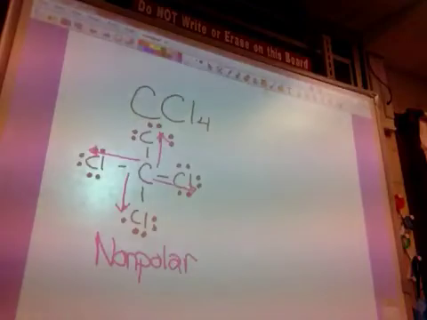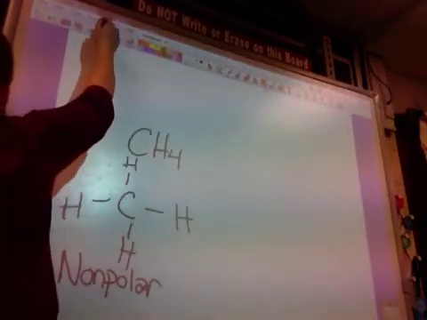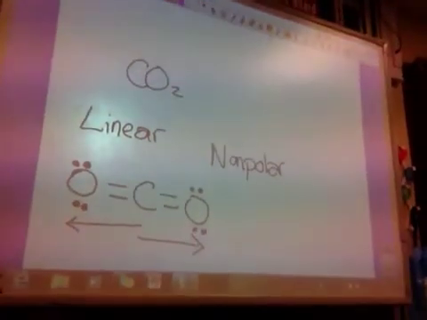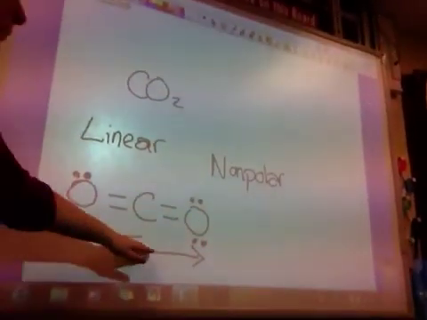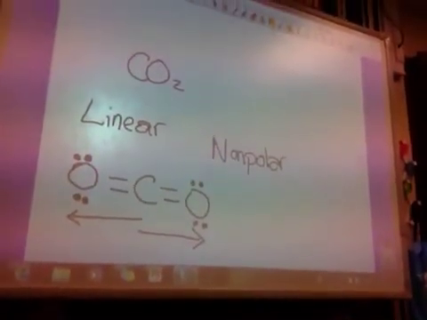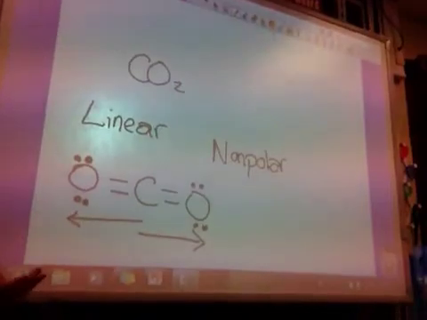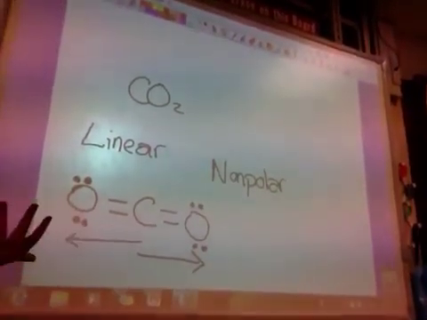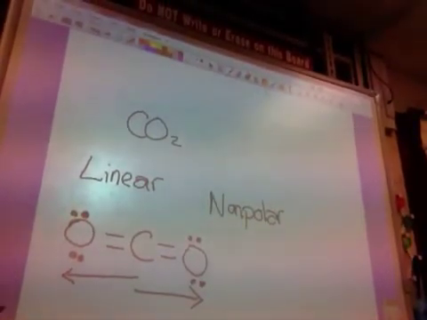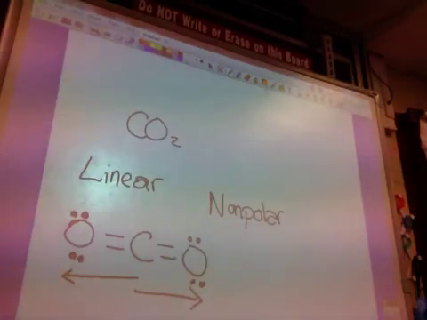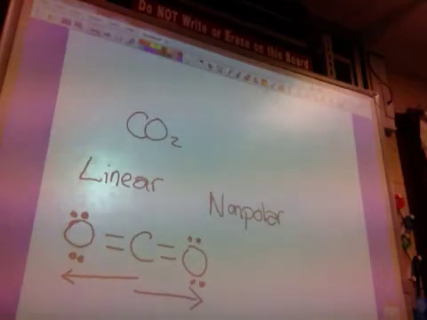And we just looked at one like that. We looked at carbon dioxide. Carbon dioxide is nonpolar because those dipoles moving in opposite directions cancel one another out. So it's kind of like that partial negative and partial positive charge, and this one is canceling out the partial negative and the partial positive charge of that other one because they're in opposite directions. So any linear molecular shape will always be a non-polar molecule.